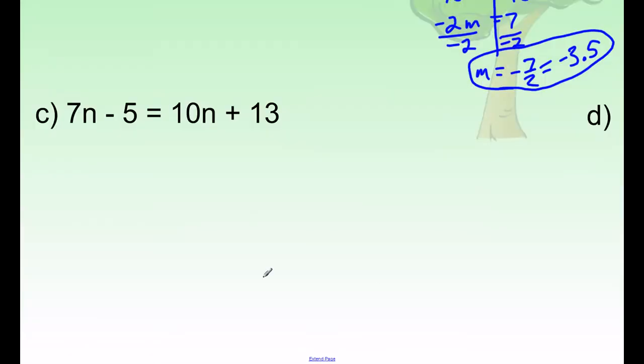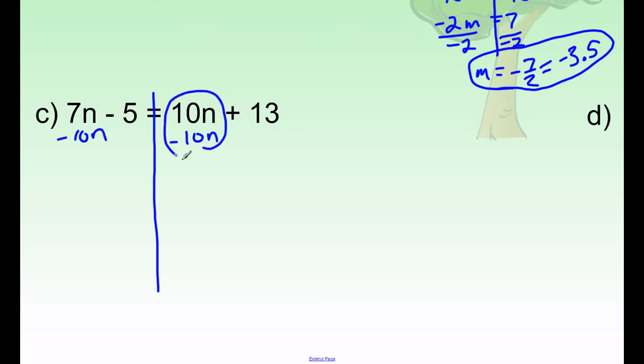Alright, letter C. Separate your two sides. Nothing to simplify on the left. Nothing to simplify on the right. So there's no parentheses, there's no combining like terms. I do have variables on both sides, so let's get rid of the one on the right. Minus 10n, minus 10n. These cancel.